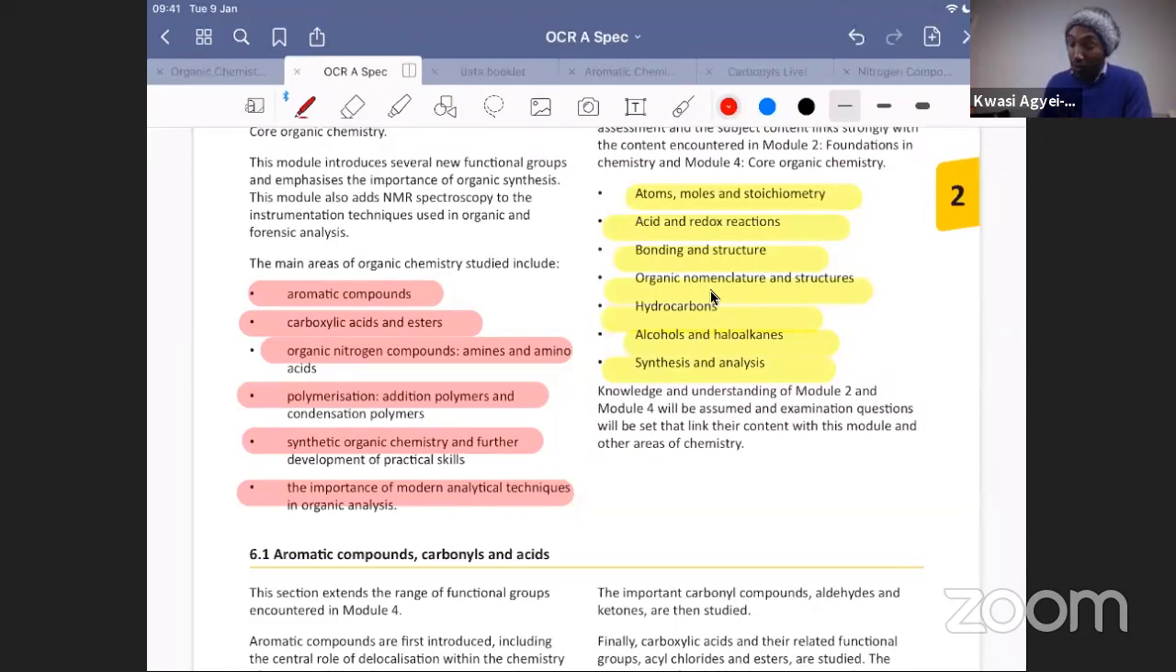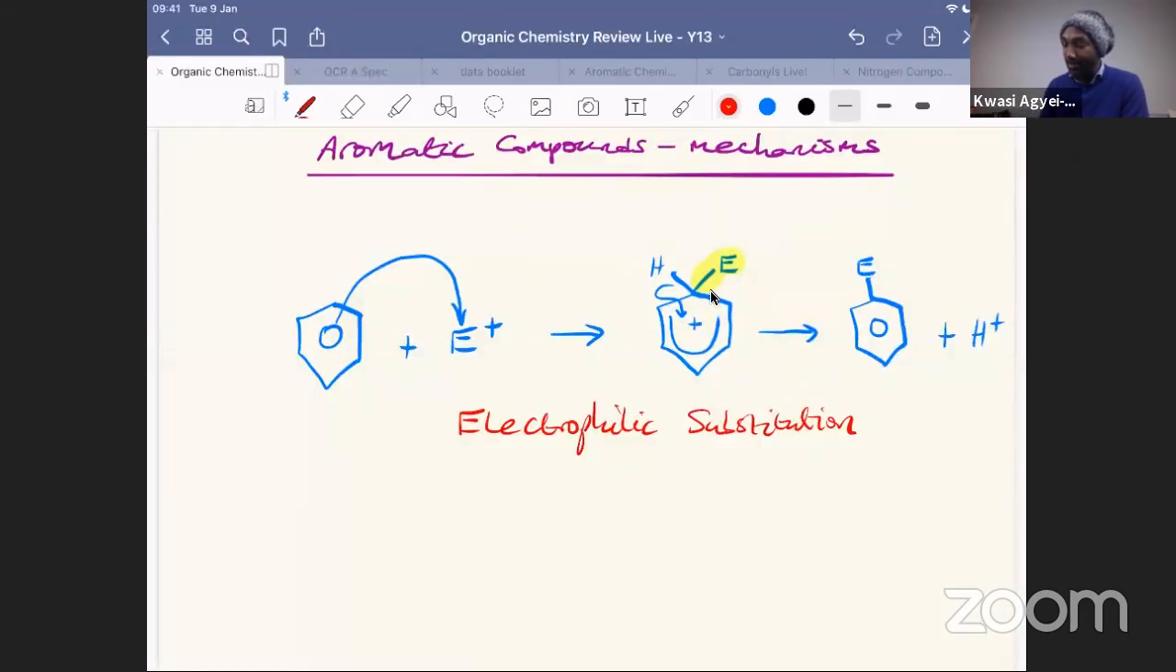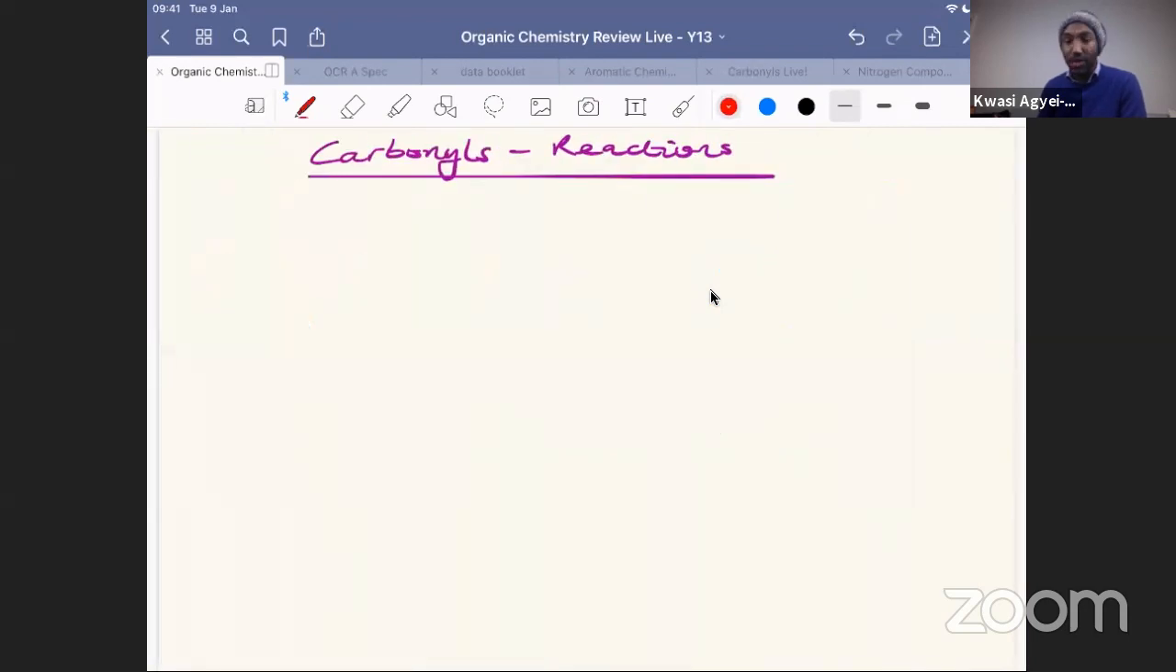So moving on to carboxylic acids and esters, and in essence looking at carbonyl compounds. So let's do exactly that. So moving on to carbonyl compounds.